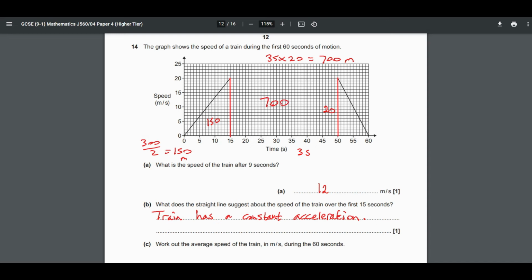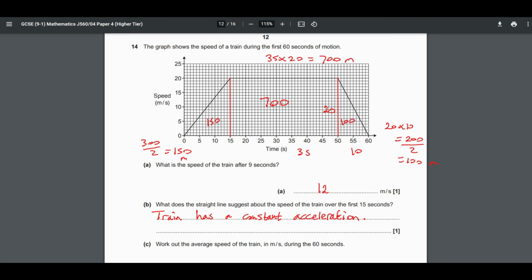And then the final one is another triangle. So you do 20 times 10 divided by 2. 20 times 10 is 200. Then divide that by 2 is 100. So it's 100 meters for this distance.